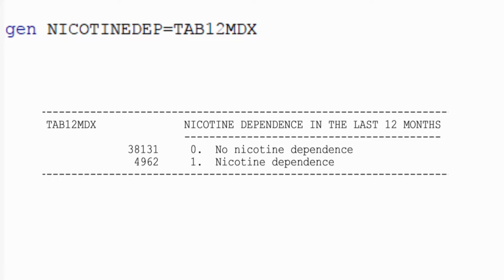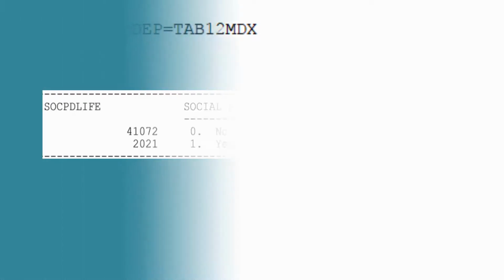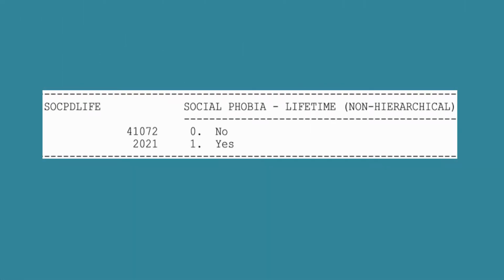Thus, our newly named response variable, nicotine dep, is binary, yes or no to nicotine dependence, and so we should use a logistic regression. Note, however, that because our variable is coded 0 and 1, where 0 is the absence of nicotine dependence and 1 is the presence of nicotine dependence, the model predicts the presence of nicotine dependence. NESARC also has a variable that we'll use as an explanatory variable called soc_PD_life that indicates the presence or absence of social phobia, which is an anxiety disorder marked by a strong fear of being judged by others and of being embarrassed.